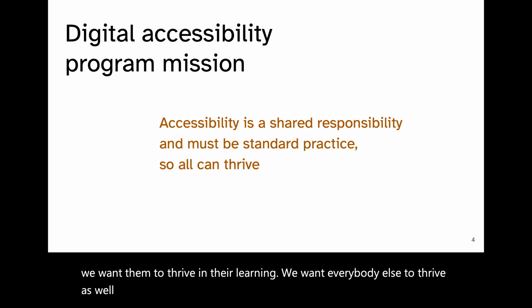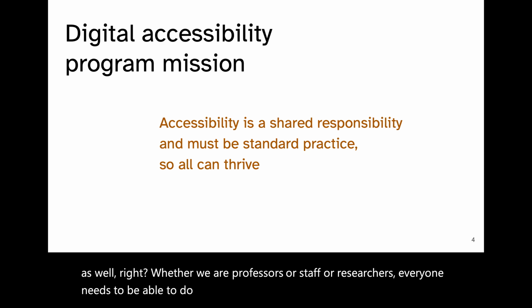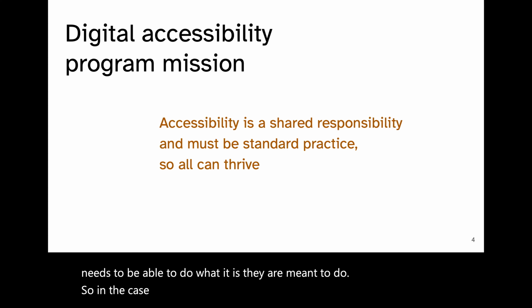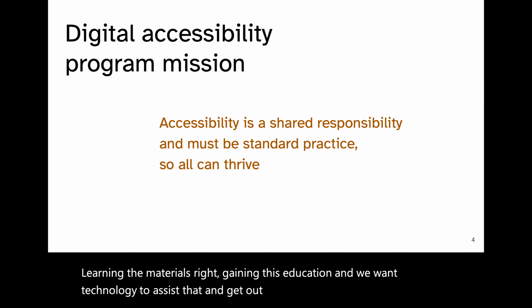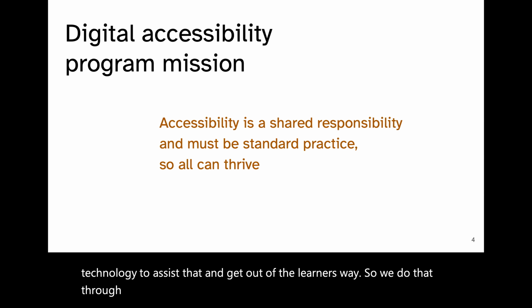Whether we are professors or staff or researchers, everyone needs to be able to do what it is they are meant to do. So in the case of learning, of course, that's thinking, learning the materials, right? Gaining this education. And we want technology to assist that and get out of the learner's way. So we do that through design. So that's a key point that I'm making in this presentation. It's about good design.